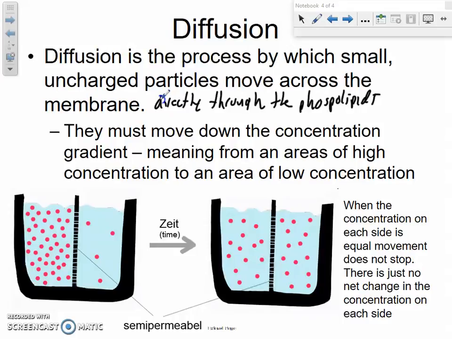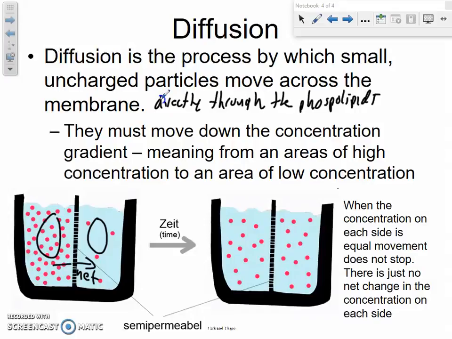So if we take a look at this image over here, if this is our semi-permeable membrane, there's a high concentration on this side and a low concentration on this side. And following the laws of diffusion, these molecules will diffuse in this direction, in the net direction. More will be diffusing that way than this way. Now, they will diffuse that way until the concentrations on both sides are equal. Okay? This is known as equilibrium.